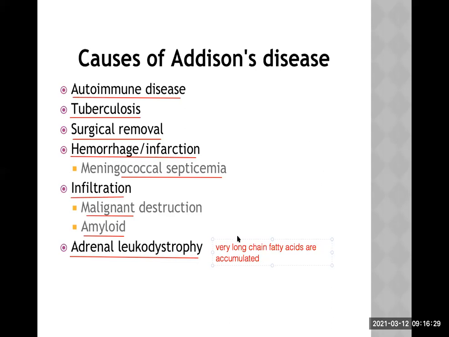They will block the synthesis of hormones when they are collected inside the adrenal gland. That's why Addison's disease occurs. And the central nervous system or brain is also affected in this situation. The myelination in the brain cannot occur properly in adrenal leukodystrophy, so the conduction of signals, development of the brain and things like that will be affected.